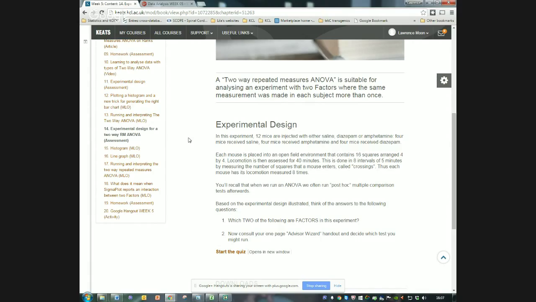So you've measured something 8 times, and that thing that you measured was crossings. So in this experiment, you could learn how crossings change over time, and you could learn how treatments affect crossings. So there are 2 factors: the treatment the animals received and the time at which you measured the crossing. So this would be suitable for a two-way repeated measures ANOVA analysis.